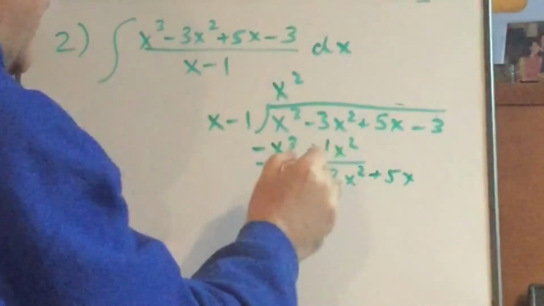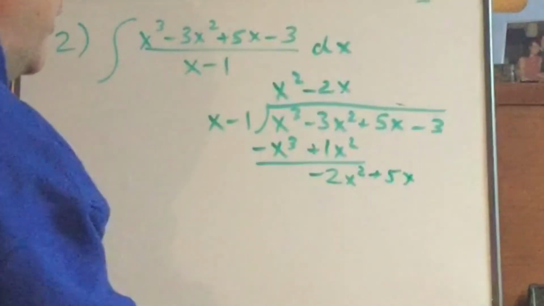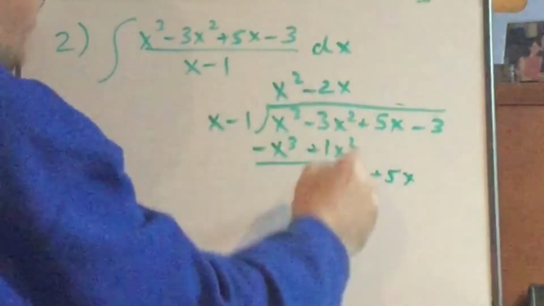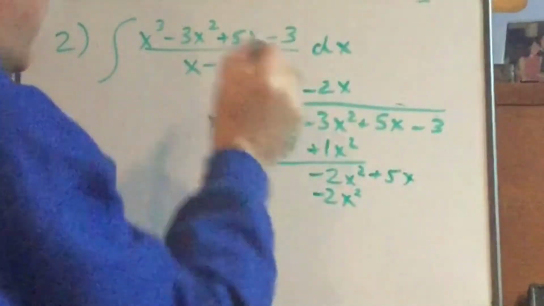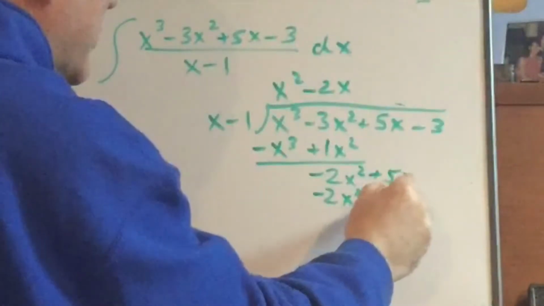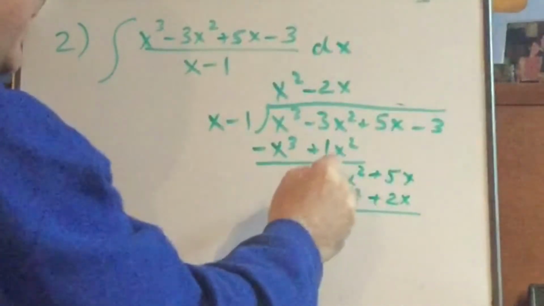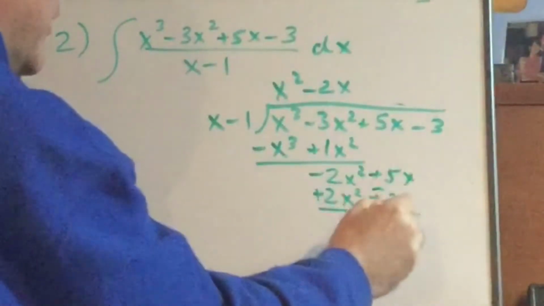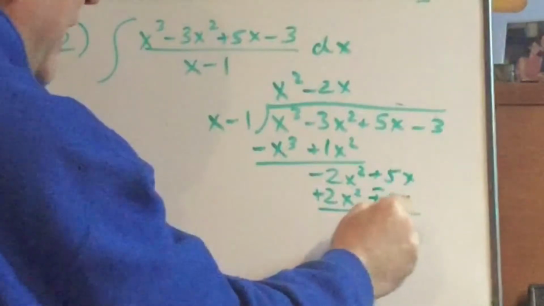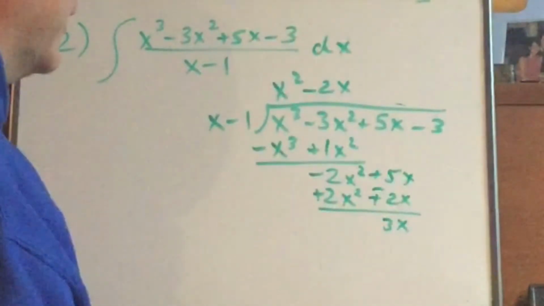x times negative 2x would give me negative 2x squared. I'm going to now multiply that by the x and multiply the negative 2x by the negative 1, which gives me positive 2x. And once again, I subtract, so I'm going to change my signs to their opposites, and I get 5x minus 2x, which is 3x. And once again, the negative 2x squared and the positive 2x squared add to 0.